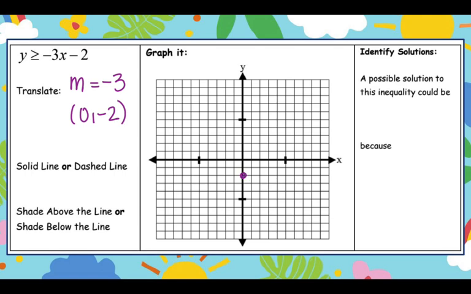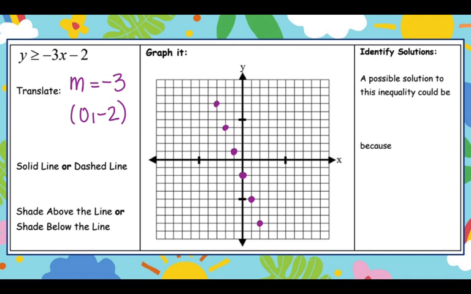So I'm going to graph it like I normally do. I'm going to start at 0, negative 2. I'm going to plot a point. My slope is negative 3, so from this point I'm going to go down 3 over 1, down 3 over 1. And I can go in the opposite direction as well. And I'm going to plot as many points as I can to create a line. So now I can connect those.